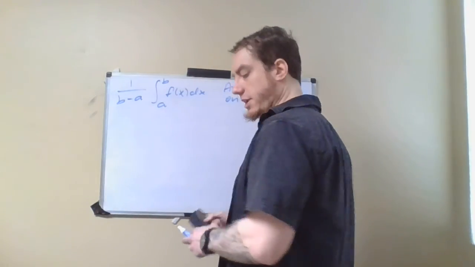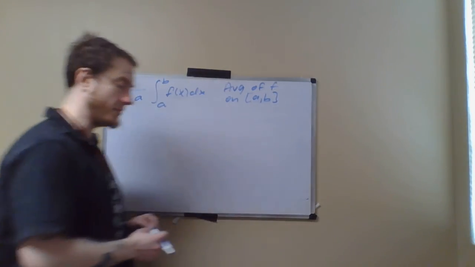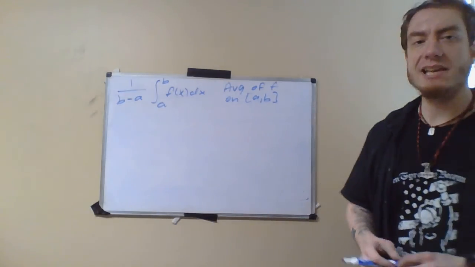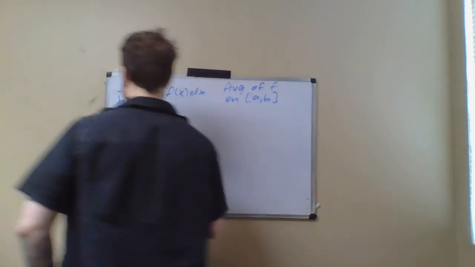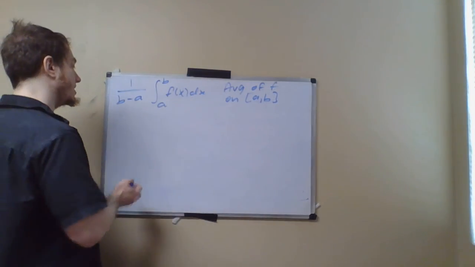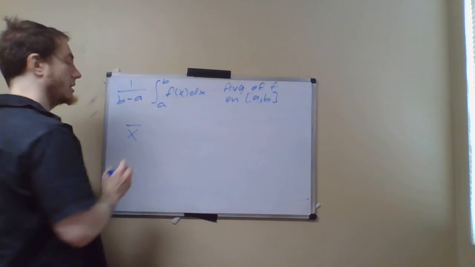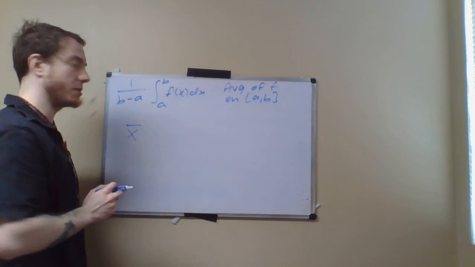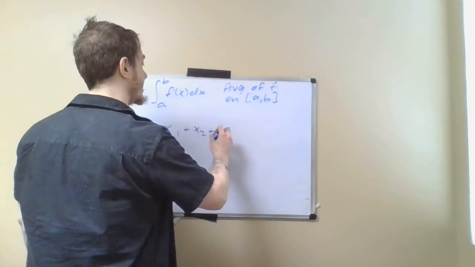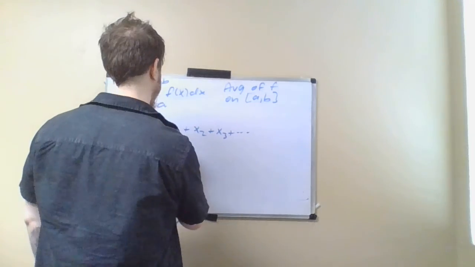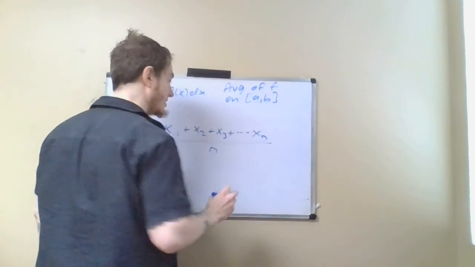So let us take a look at another way of thinking about this. One of the ways of thinking about what an average is: if I have a list of things, the average of that list is usually written with a variable with a bar over it. This is usually written as everything in the list added up, divided by the number of things in the list.